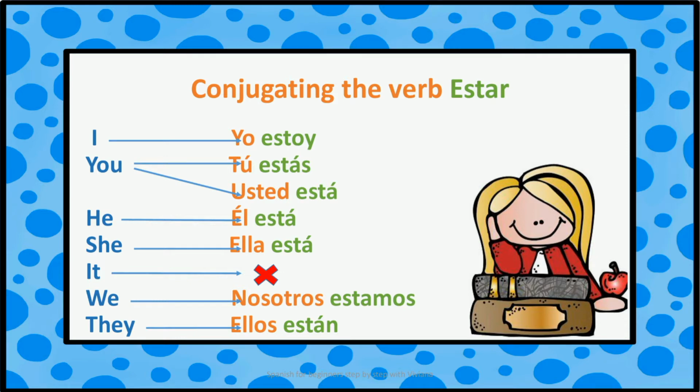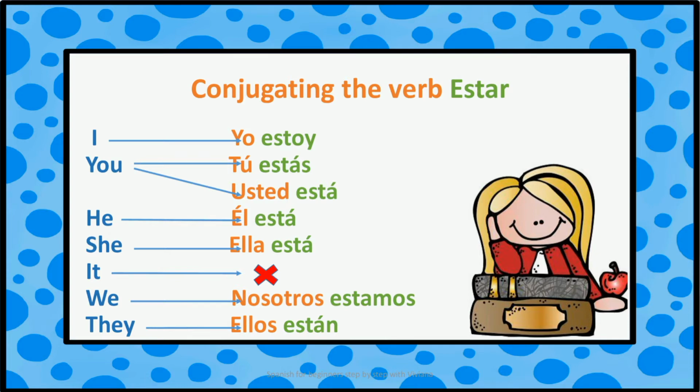You in Spanish is used in two ways. The first form is informal. Informal form is for friends or for family. But the second form is formal. Formal is used when you want to talk with respect. Then, the informal form is tú. And the conjugation is tú estás. Tú estás. You in formal form is usted. Then the conjugation is usted está.